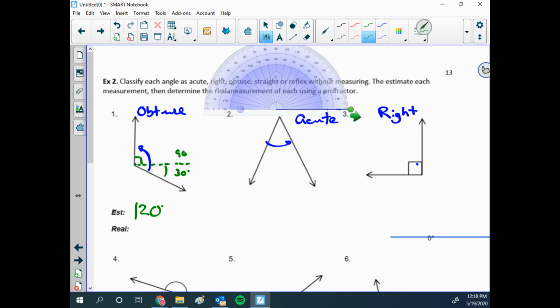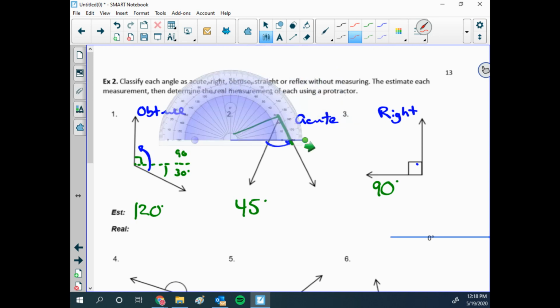This one here, a little bit tougher, maybe just because it's kind of like sideways and we're used to looking at it right side up. I would maybe guess, so if I said this is here, that would be 90. Maybe that's half of it, so let's guess that that's a 45 degree angle. And obviously I said that's a right angle, so I'm going to estimate that it is 90 degrees.